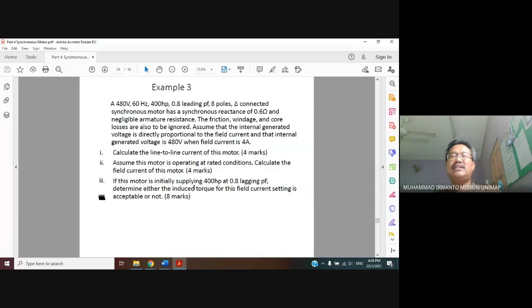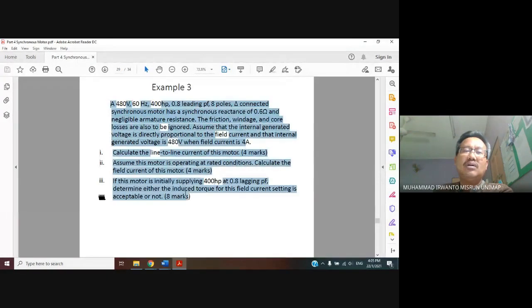Okay, last example. I went a bit fast, sorry. Last example. 400 volt, 60 Hz, 400 HP. HP is usually for mechanical power, right? For this motor, it is the mechanical output power. Means HP here is mechanical power.